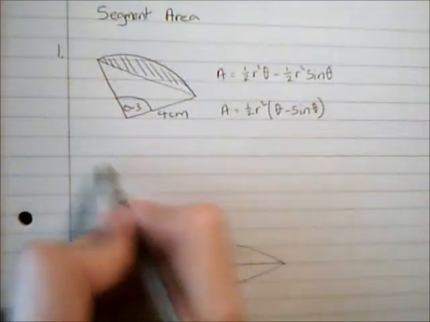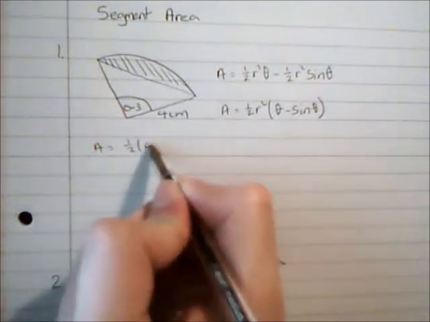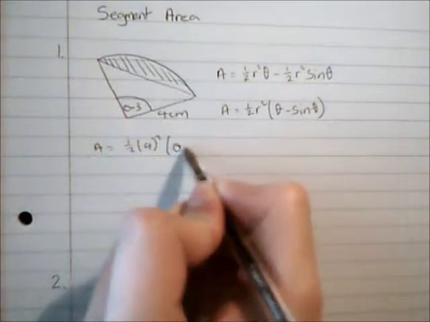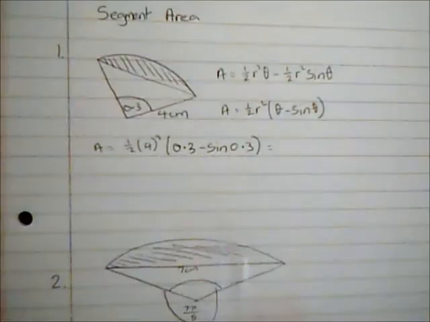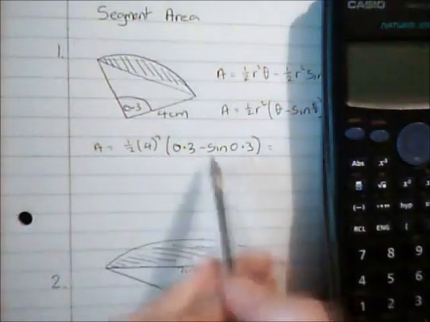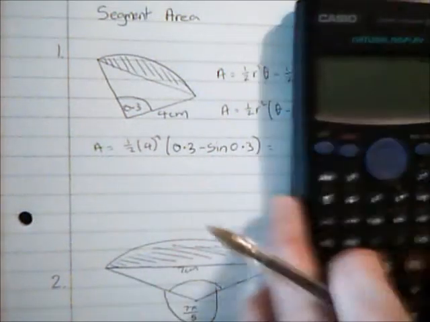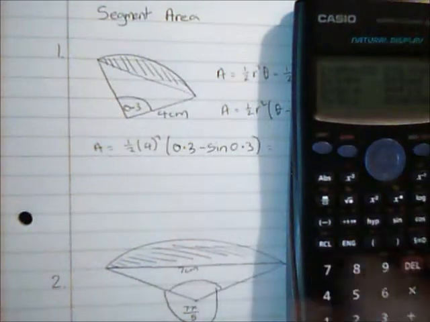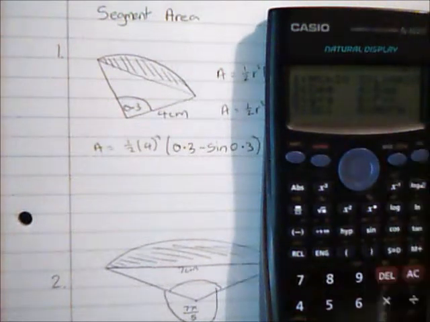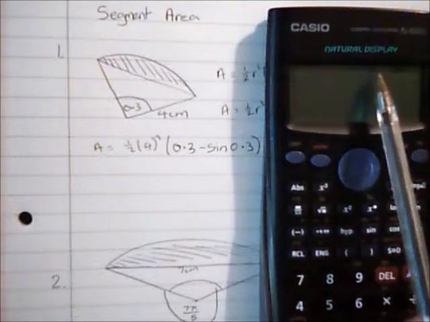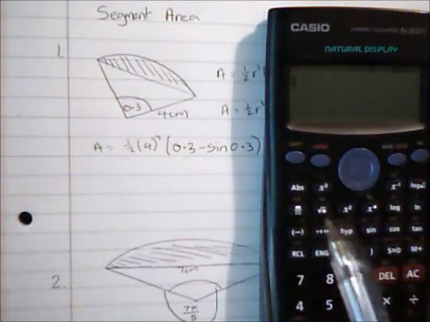So let's work it out. The area in this case is going to be half of 4 squared multiplied by 0.3 minus sine of 0.3. And because I'm using sine of the angle, I need to make sure that I've got it in radians mode. So to put it in radians mode, I'm going to do shift, set up, and then one of these options here, which on my calculator is option number 4, has rad. And now on the top of the screen here, the D has disappeared and the R has appeared next to it, and that reminds me it's in radians mode.